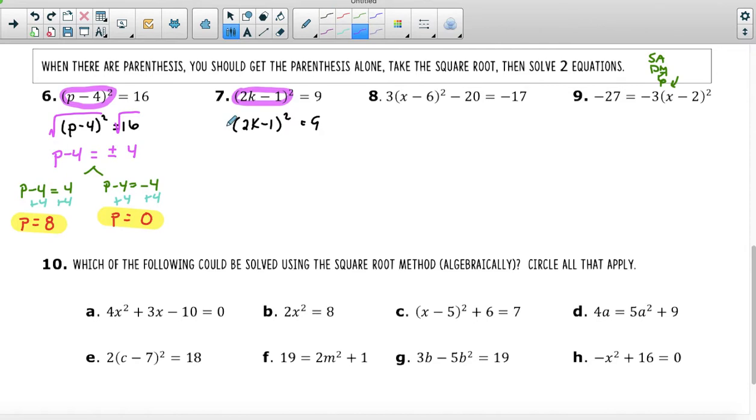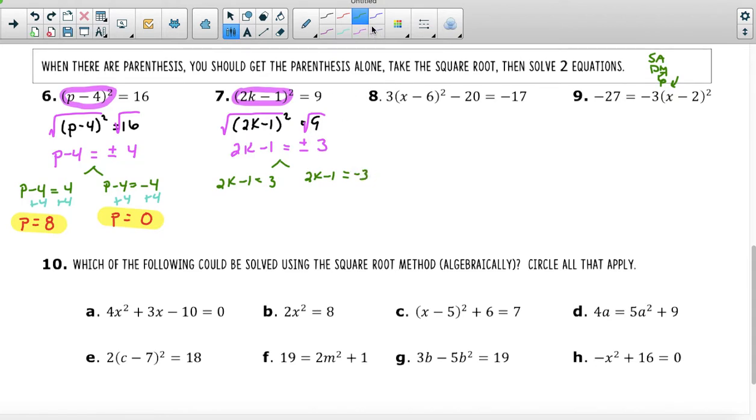So we want to get rid of the square by square rooting both sides. So we're going to be left with 2k minus 1 is equal to, since we took the square root of both sides, we have to put that plus or minus, and then the square root of 9 is 3. You have to be careful about actually doing that math. Now we just split it into our two equations. So we have 2k minus 1 on the left is equal to the positive 3, and we also have 2k minus 1 on the left is equal to a negative 3.